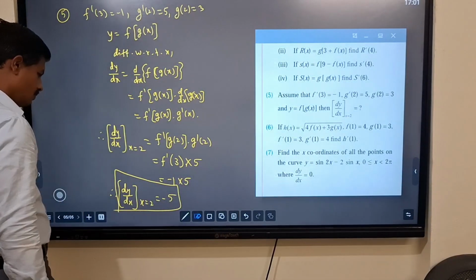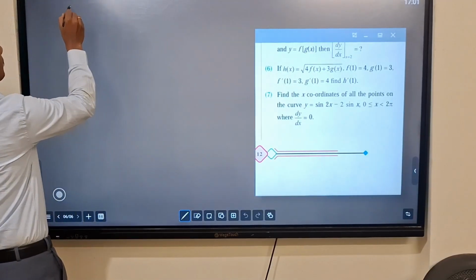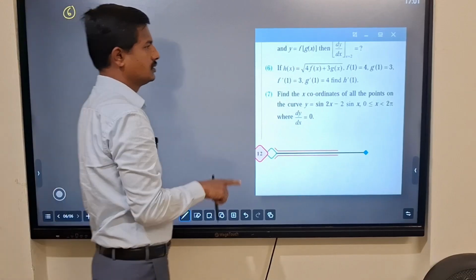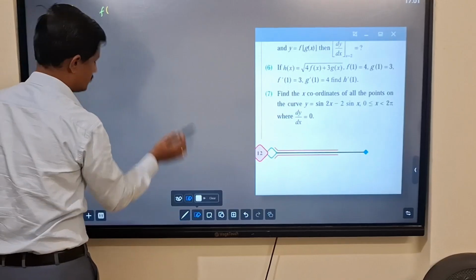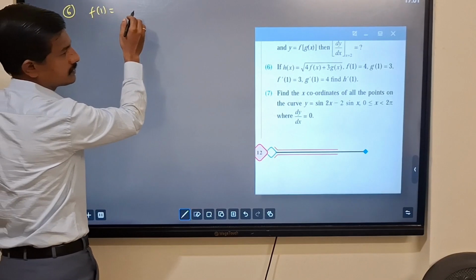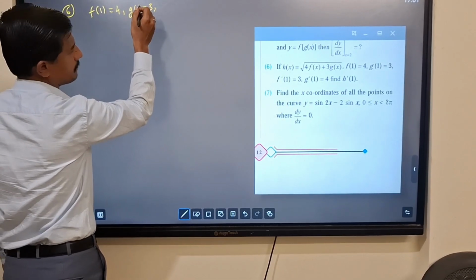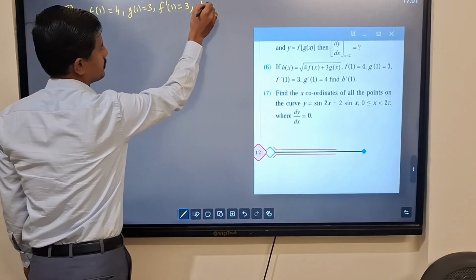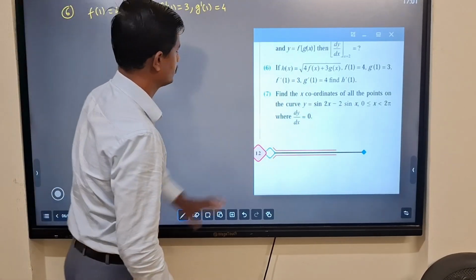Okay, now next one, sixth. If h of x is given as root of 4f of x plus 3g of x, f of 1 is 4, g of 1 is 3, f prime of 1 is 3, g prime of 1 is 4, find h prime of 1.